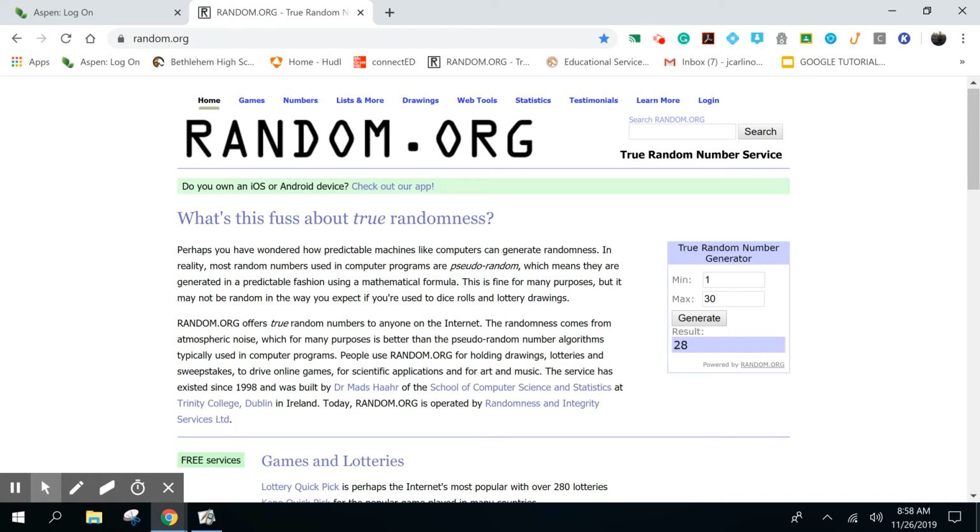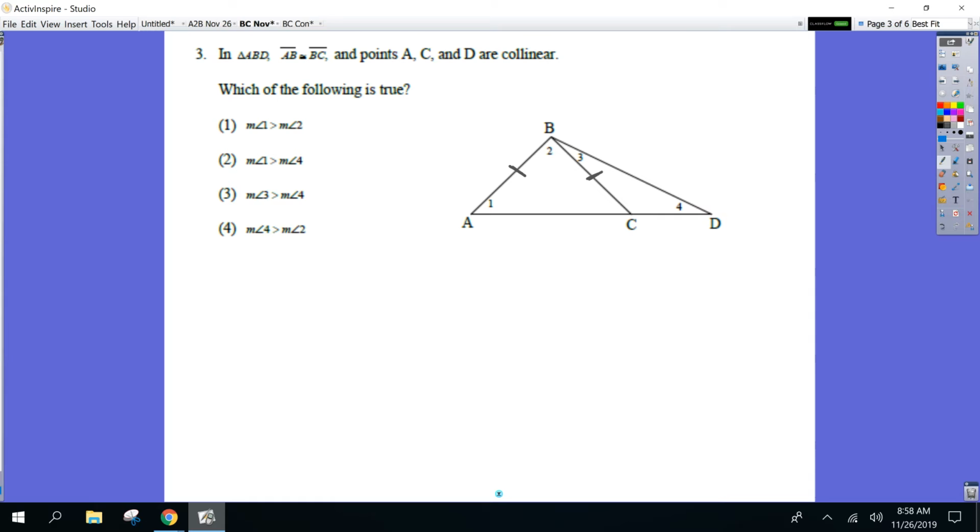Do we have a 28? No. We have nothing. There's my result. Angle A. Be a little bit more specific than C because I could go a couple. There you go. In a triangle, congruent angles are across from congruent sides. Nice. All right. So there are my 4 choices. Which one is true?